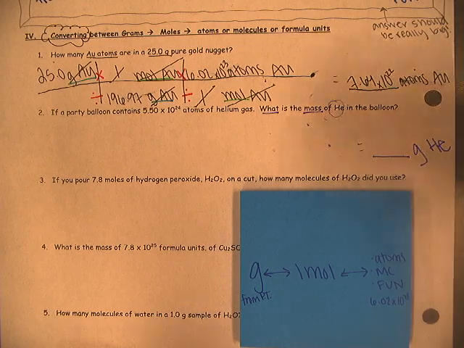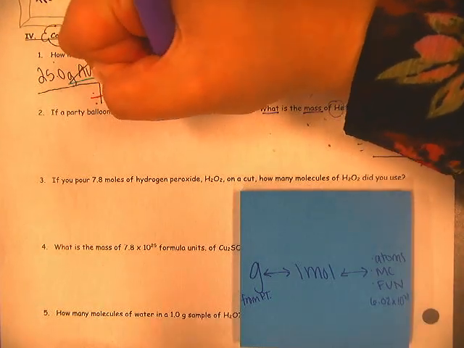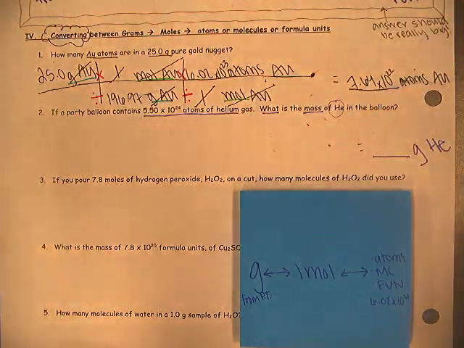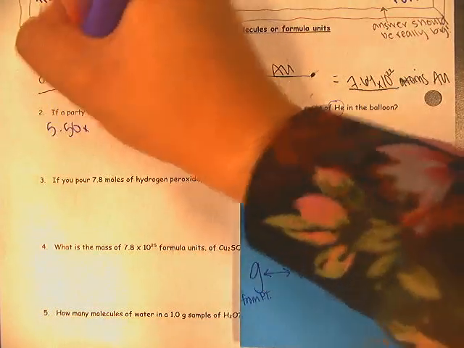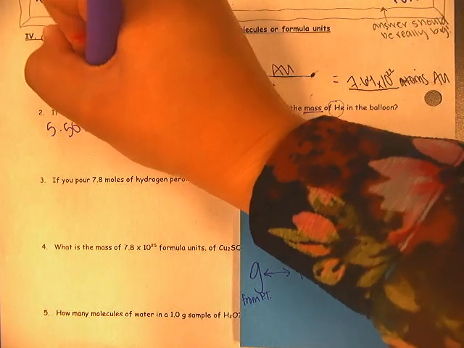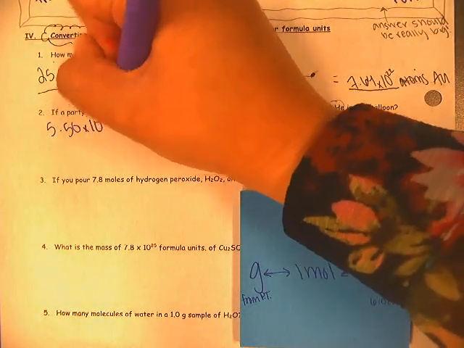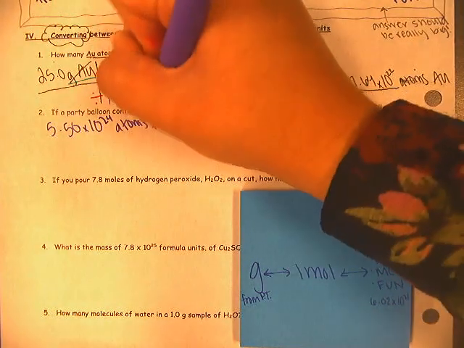And our starting information is this many atoms of helium. So I'm going to start with 5.50 times 10 to the power of 24 atoms of helium.